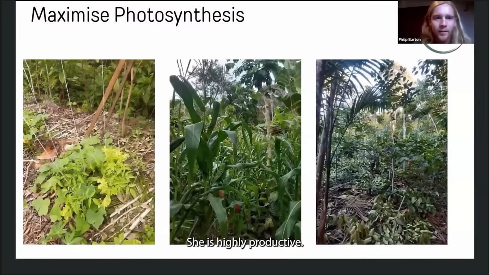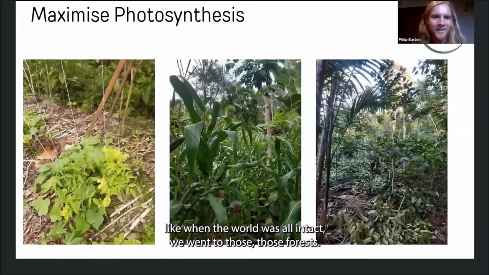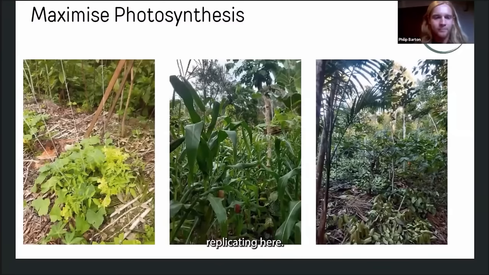And this is that idea of what we used to do when the world was all intact. We went to those forests, we cut them down because of the fertility of their soil. And this is exactly what Ernest is replicating here. But in all of these spaces and time, as it evolves through the system, it's taking that sun energy and investing it into the root zone, providing exudates and amino acids from the sunlight.